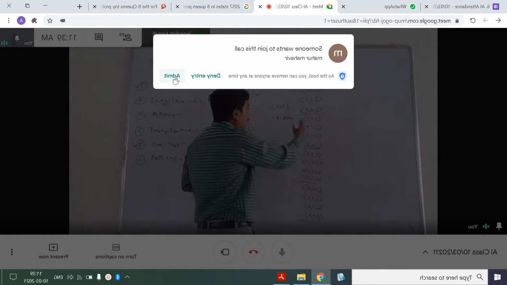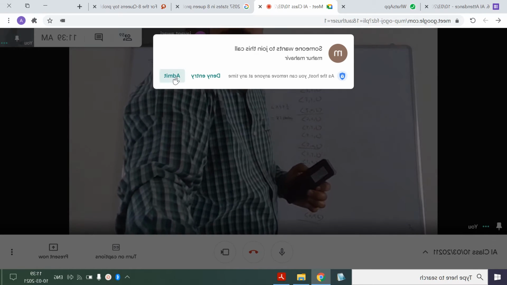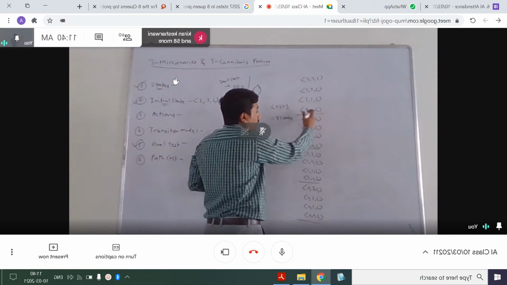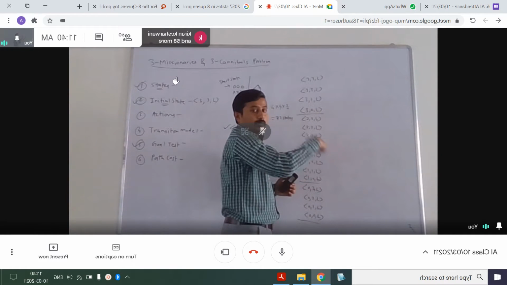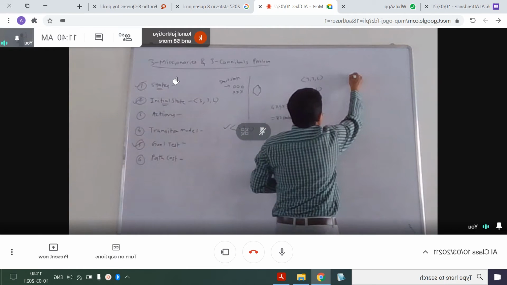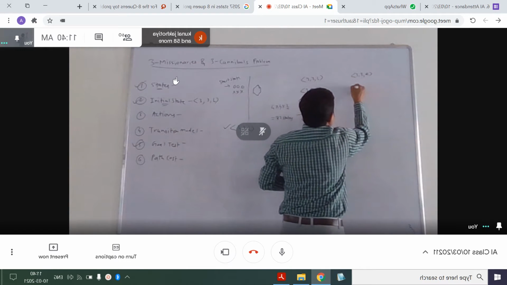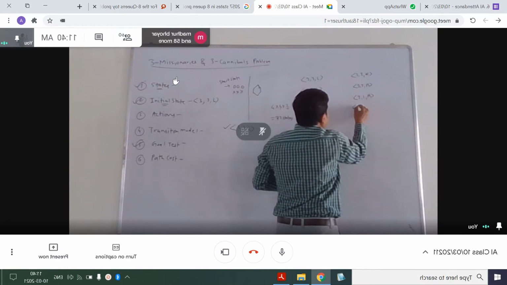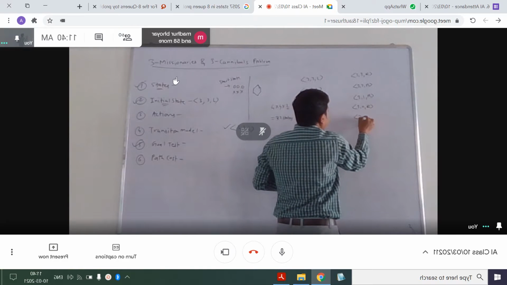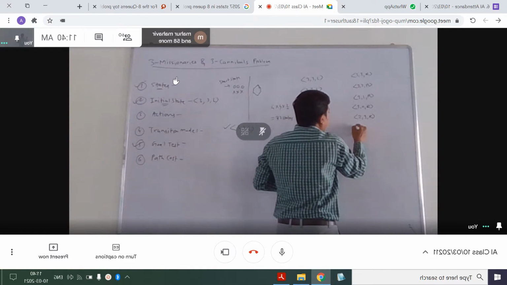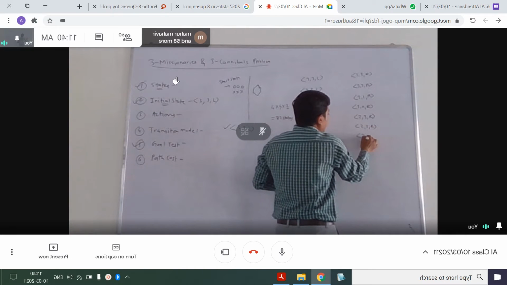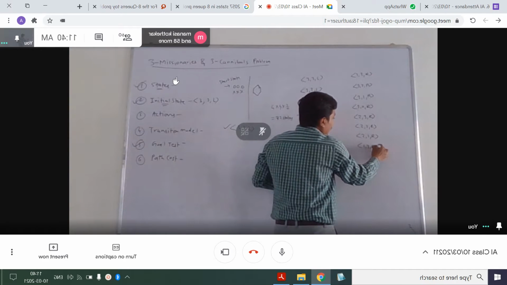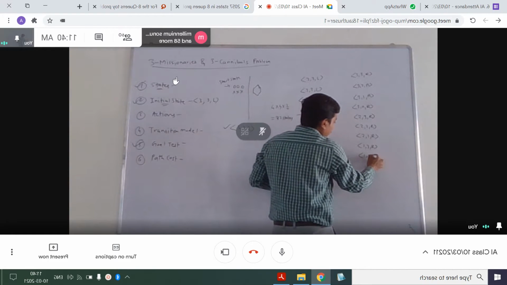For these states, our boat is on the left side, and similarly it can be on the other side. So we will have 3 3 R, 3 2 R, and so on. We are tabulating all the possible combinations of this problem.